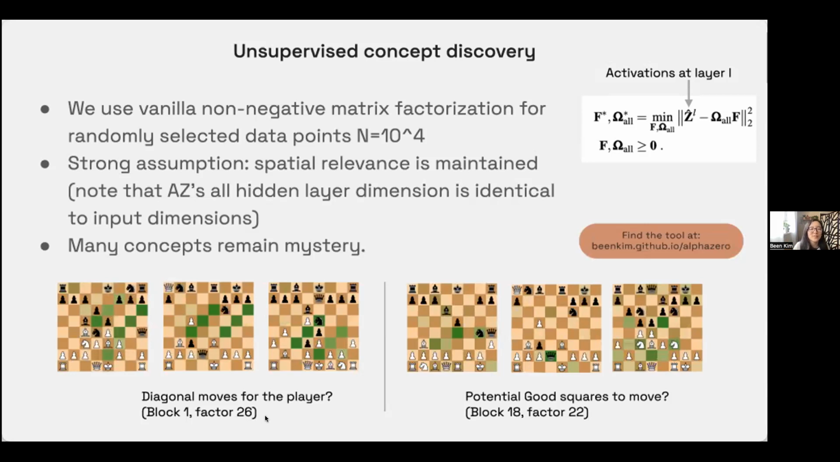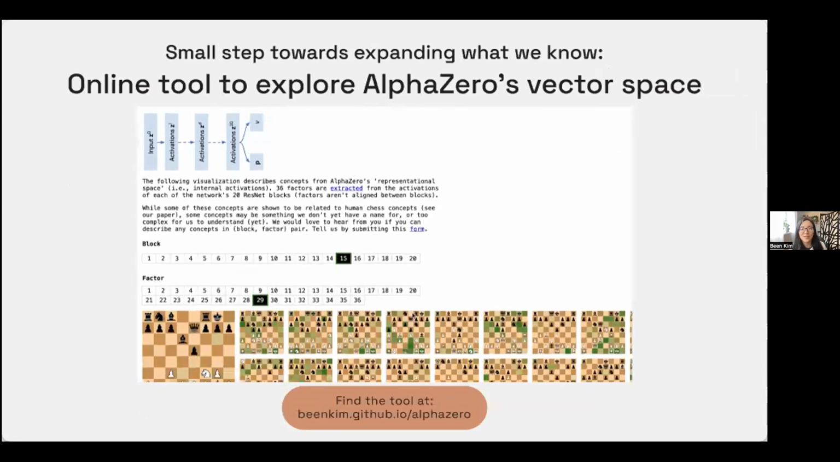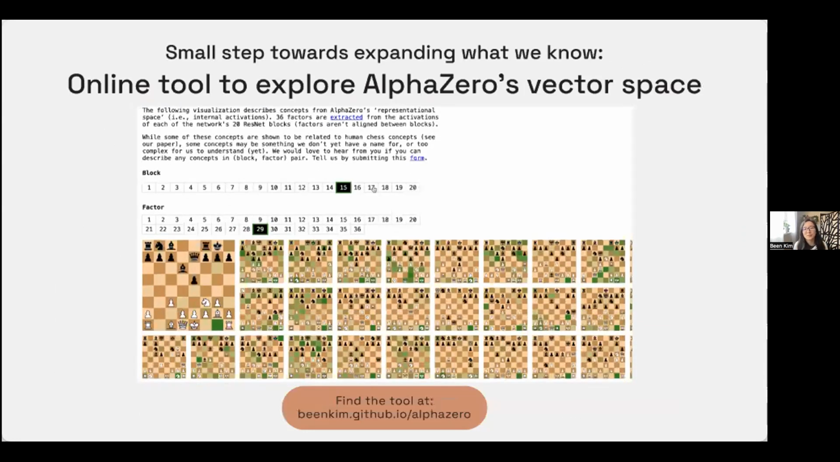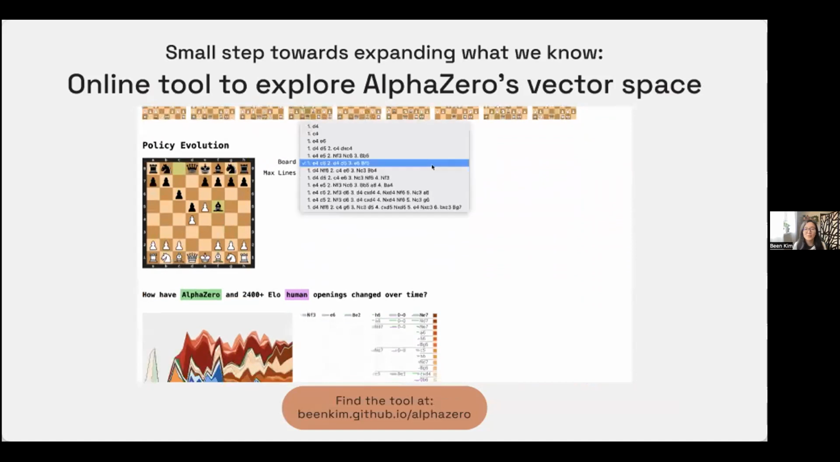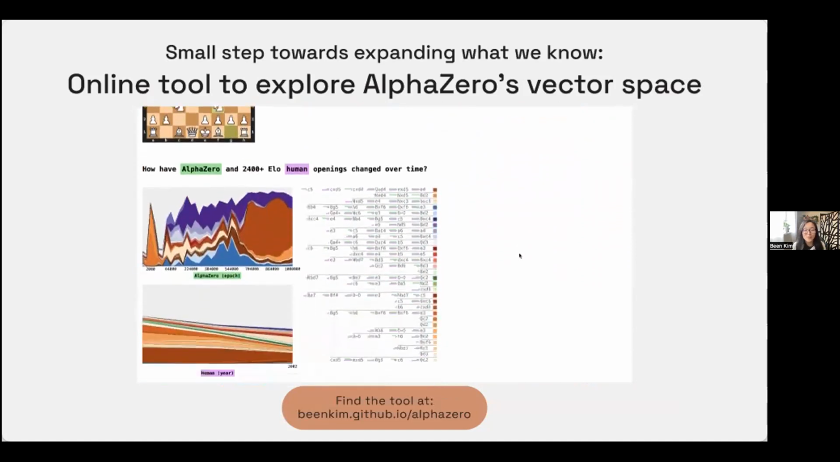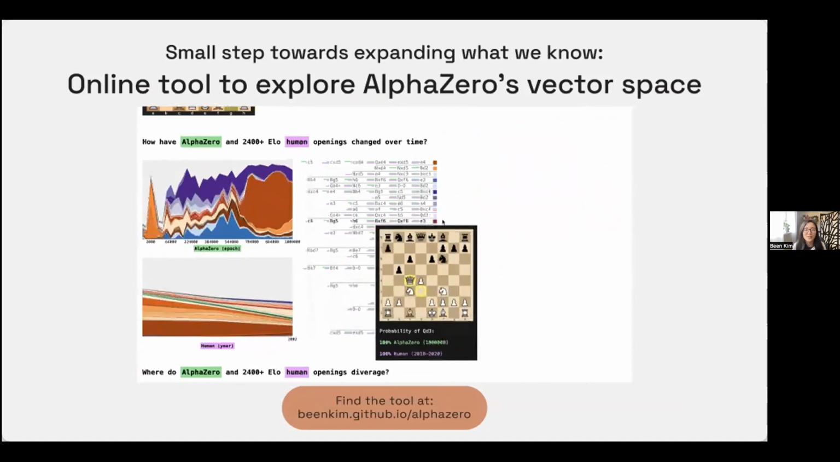For example, this block 1, the first layer, factor 26. You can kind of see maybe it's representing diagonal moves for the player. In some later block, perhaps this vector represents a potentially good move. We don't know. But here's a tool that you can visit and explore AlphaZero's representation in place. Especially if you play chess, you can go to this link and view discovered concepts, and there's a form you can submit if you do discover something and want to share it with us.